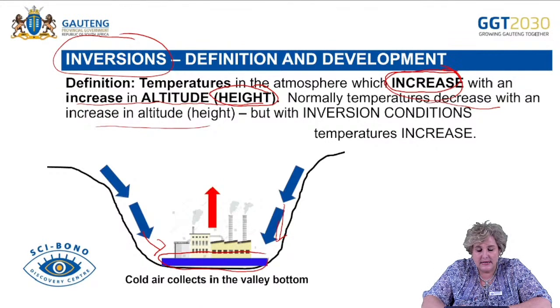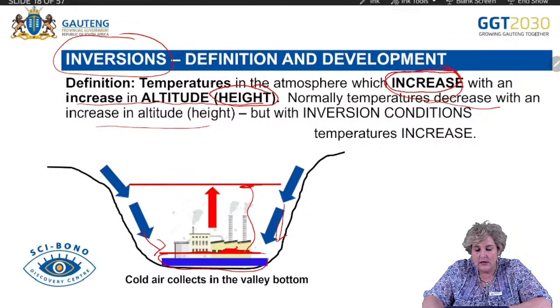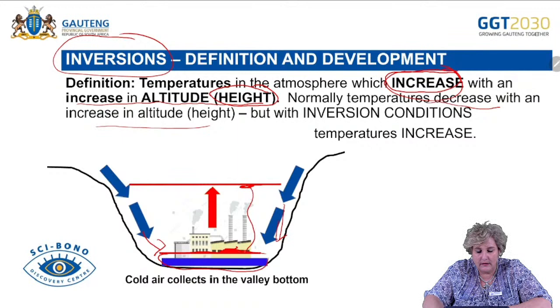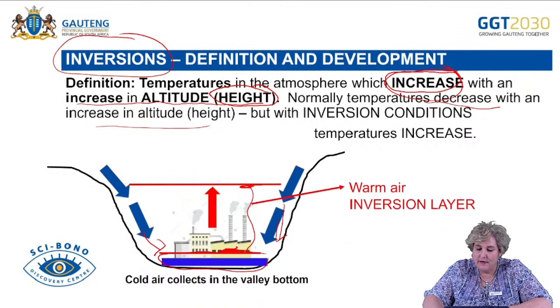But this factory is producing warm air. So what does this warm air do? This warm air rises there where the red arrow is. Therefore, that whole area from the factory to approximately there is warm air. So what do I have here then? I have warmer air that forms an inversion layer.